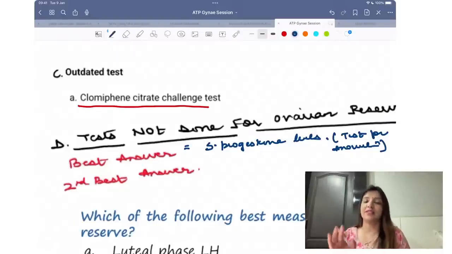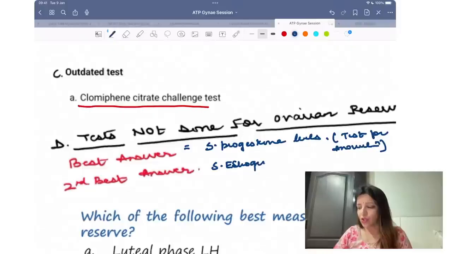Serum progesterone is a test for anovulation. Most of the time serum progesterone will be given in the options. But if serum progesterone is not given in your answers, then look for estrogen. We generally do not test estrogen in a menopausal female. It would be decreased, but that is not a very good test.